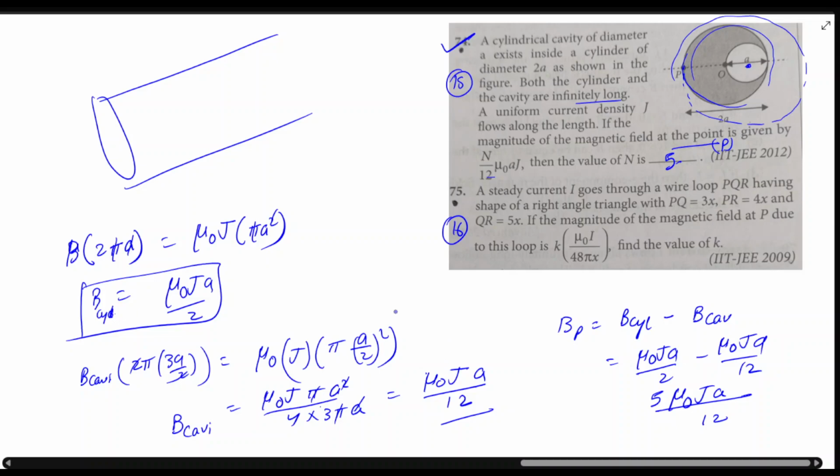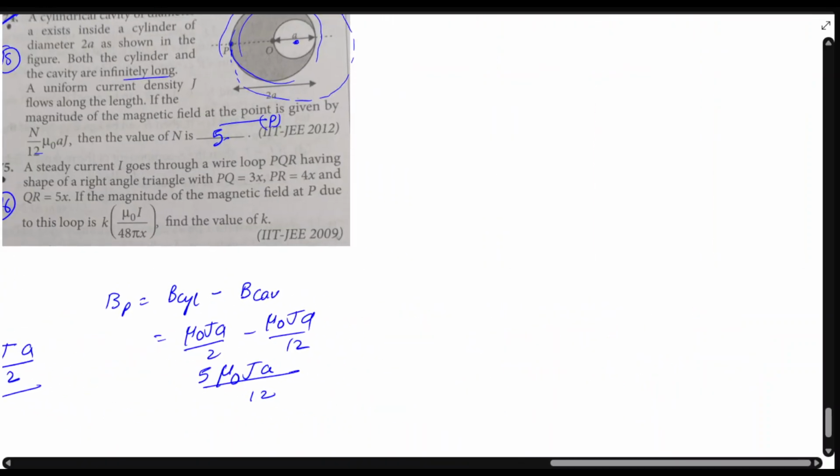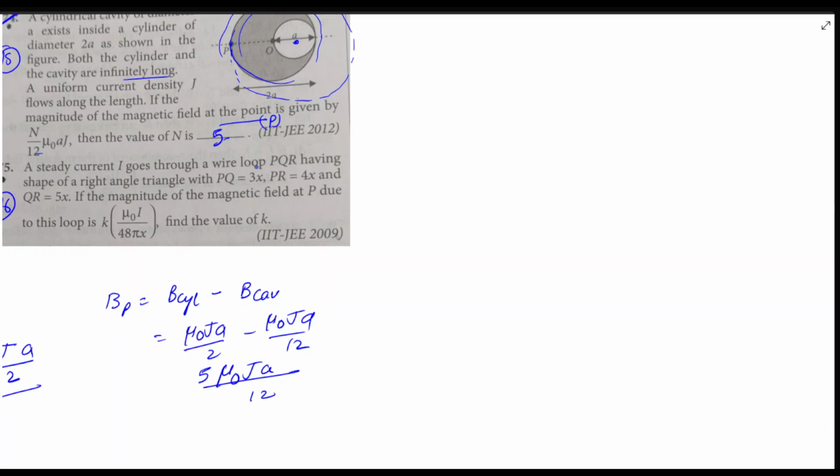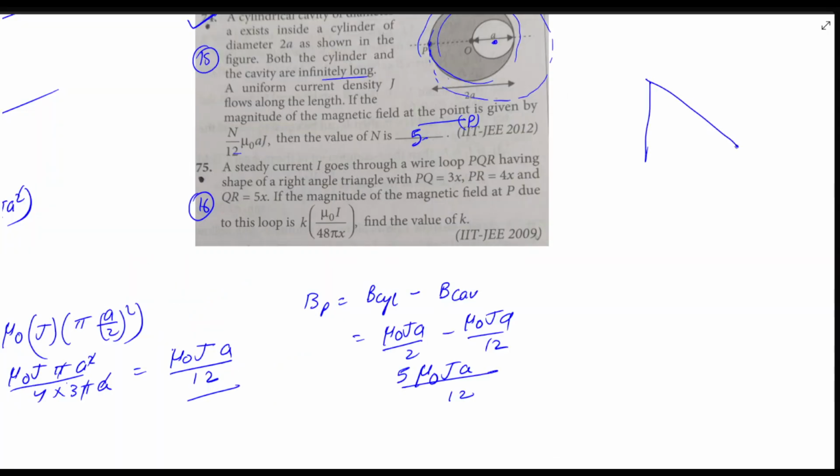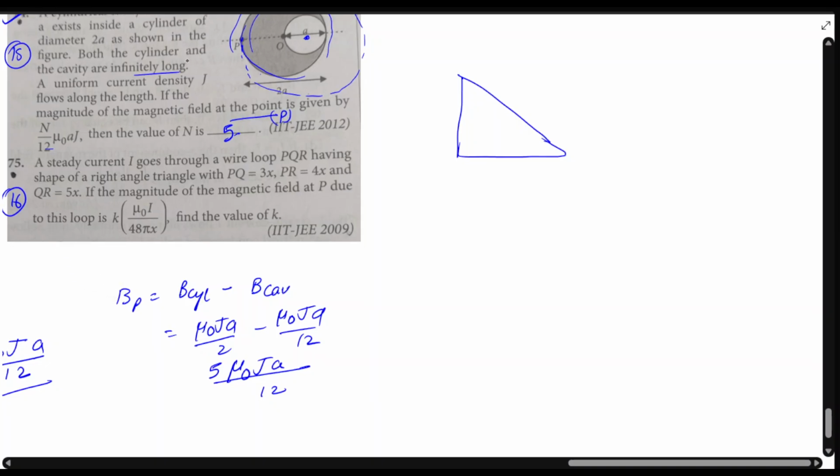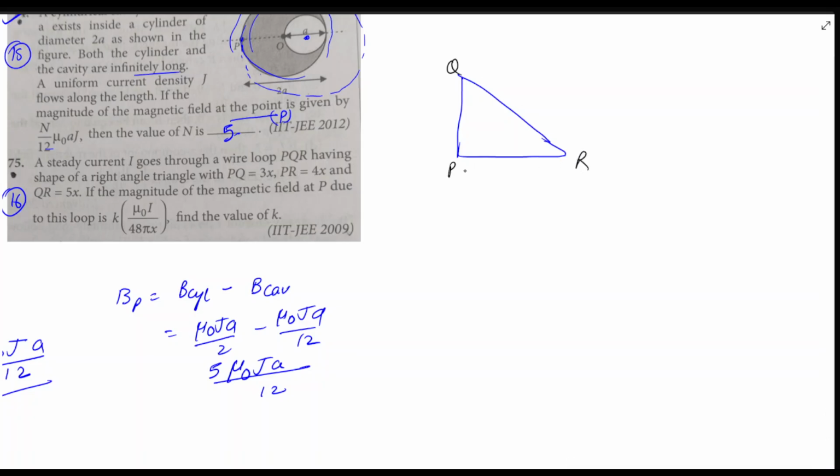Let's move on to our 16th question. A steady current I flows through a loop PQR having the shape of a right angle triangle. Okay. So let's say this is Q, this is R, and this is P, right? So this is 5x, this will be 3x, right? PQ is 3x and this is 4x. Now the magnetic field at P. So we have to find the magnetic field here. Due to PQ and PR, it will be 0. Only the magnetic field will be due to QR.